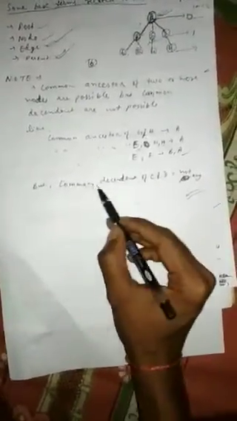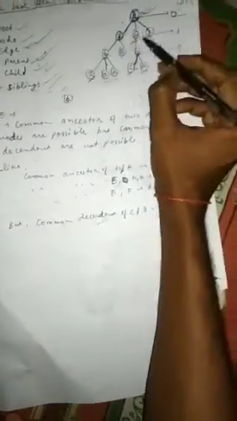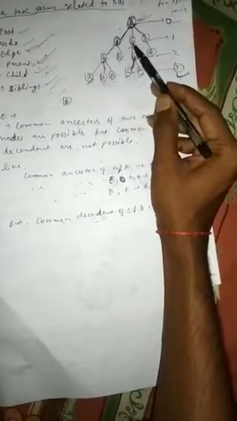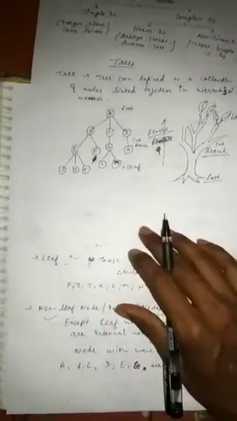But if we try to find a common descendant, then take any example, there is no common descendant. When we take C and D, what is common? From downward there are no common nodes, so that's why there is no common descendant. So these are some basic terms regarding the tree.